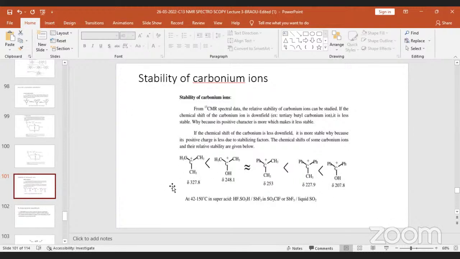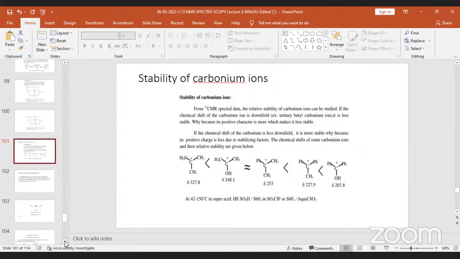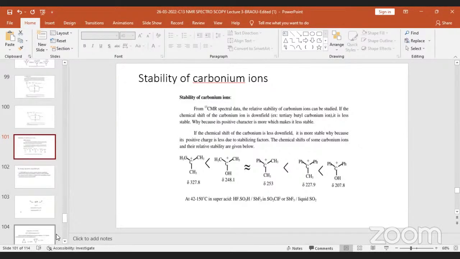So by observing the chemical shift values of various carbonium ions or carbocations, we can identify the stability. We can in fact put them in increasing or decreasing order of stability and reactivity also. More carbocation character means more reactive. More reactive means less stable.